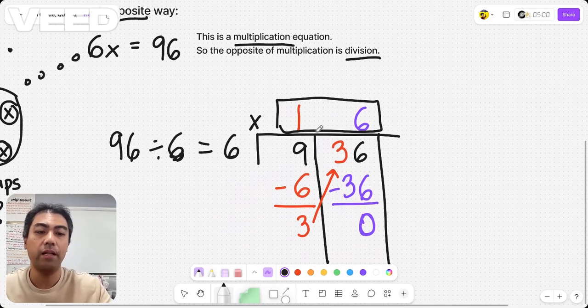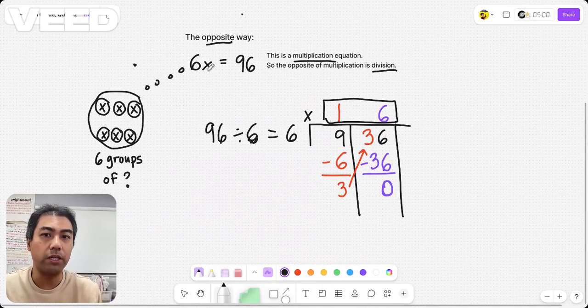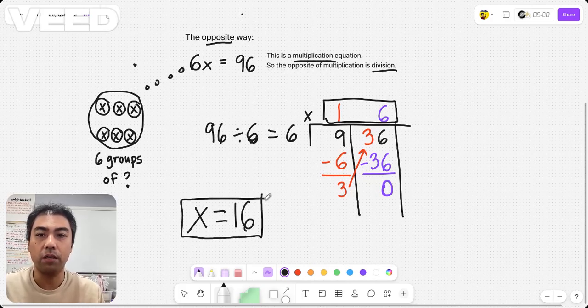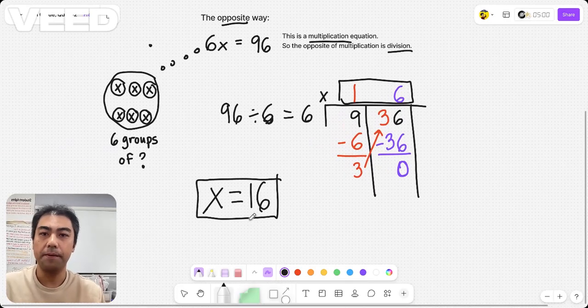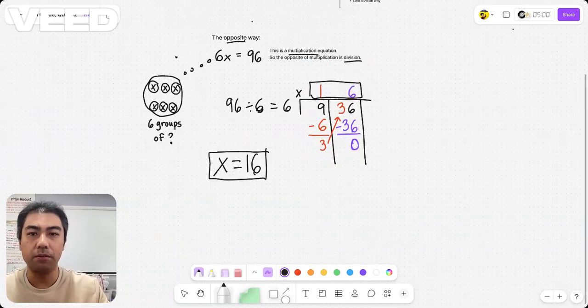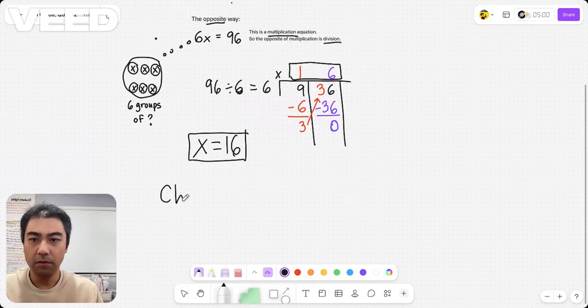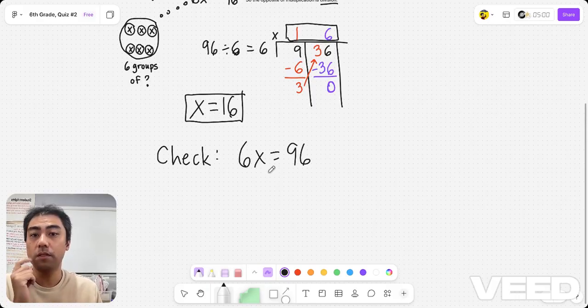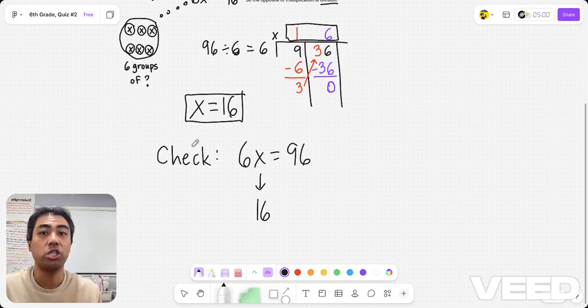Okay, I can always check that, which is a good habit to do. So what I just realized from this equation is that x is 16. And I can always check my work, and I can see if that's right. A good habit to do when you're checking your work is to go back to the original algebraic equation. I'm going to substitute, meaning I'm going to change that x to a 16. So I'm going to test it. This is what checking means.